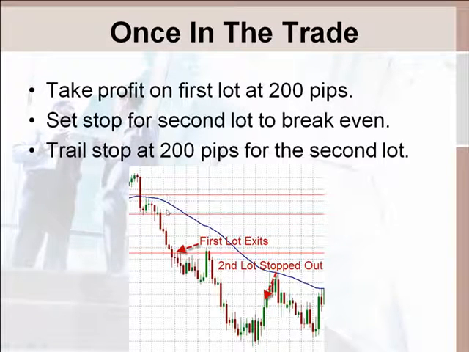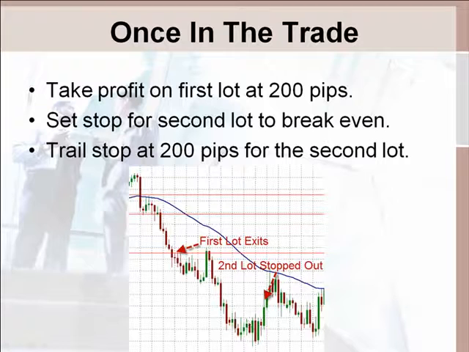So you would move this line up here and set your stop at 0 or at the entry point for your second lot that you've left in the trade. And then you would trail your stop at 200 pips. So set your stop to trail at 200 pips and then just let the trade go. In this case, it continued on down to here, and then it came back up, and at that point our trailing stop had been dragged down and we stopped out.